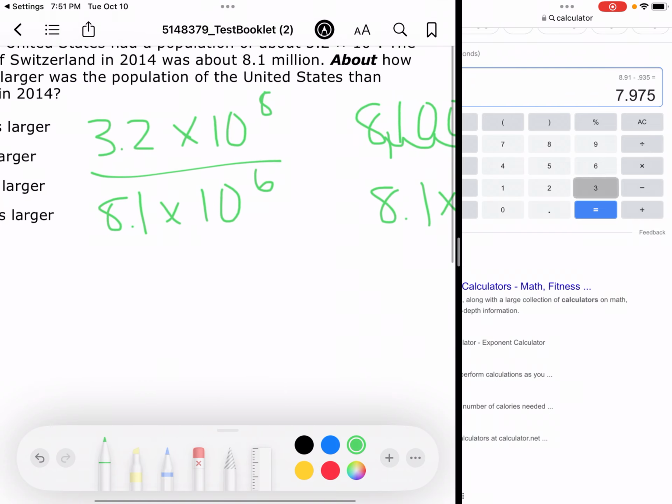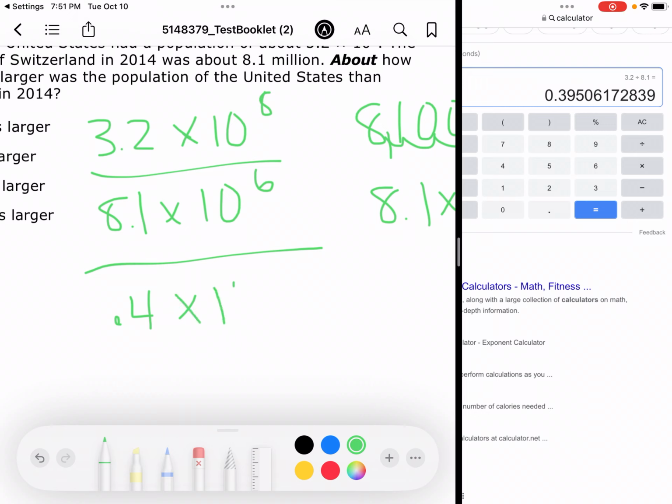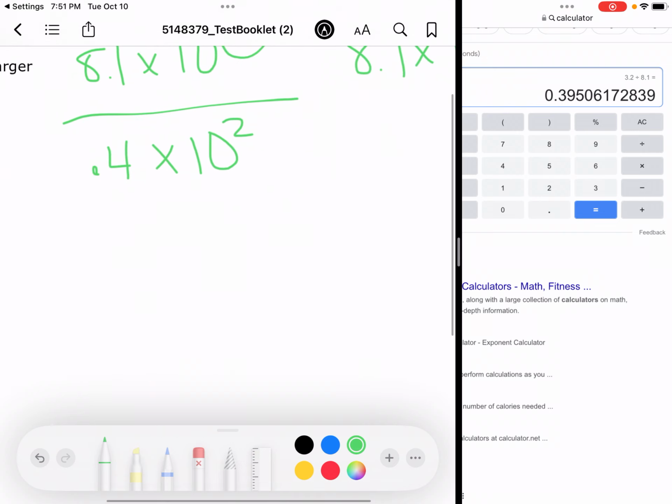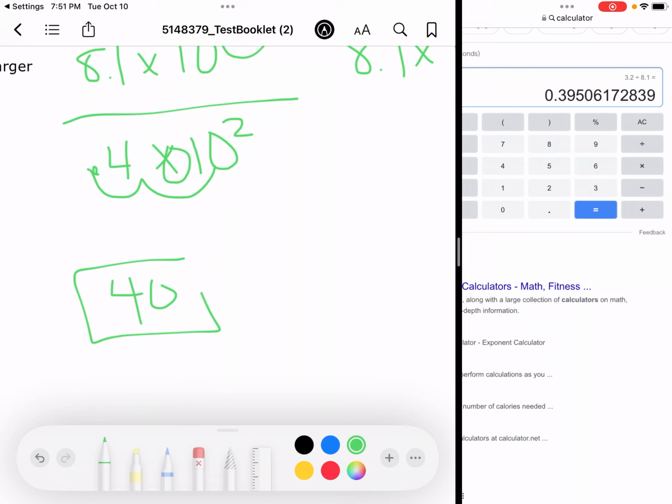All right, so I'm going to do 3.2 divided by 8.1. And I get 0.4 times 10, and I have to subtract these two, to the second. So if I wanted to figure out how many times larger, it would be 40 times larger.